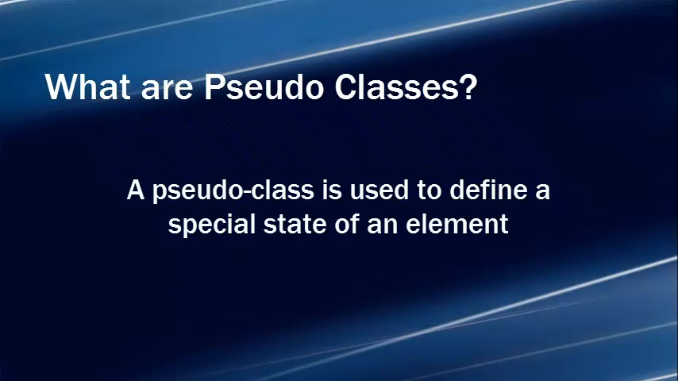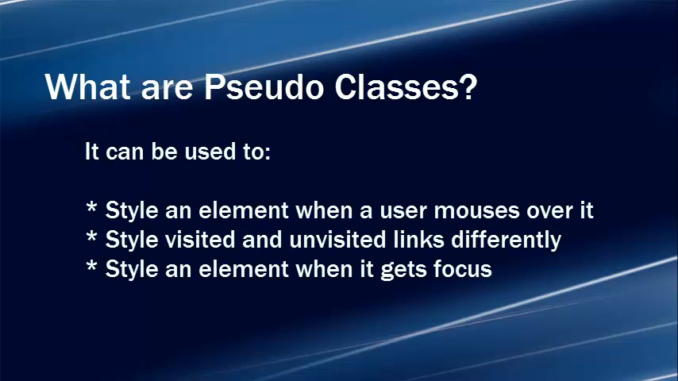What are pseudo classes? A pseudo class is used to define a special state of an element. It can be used to style an element when a user mouses over it, style visited and unvisited links, and style an element when it gets focus.